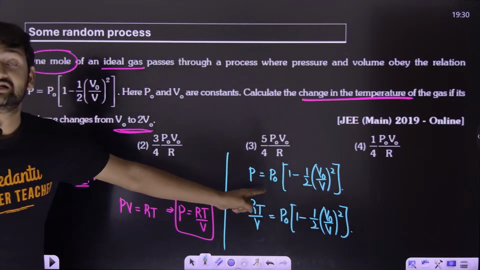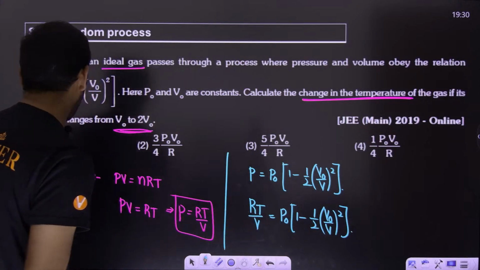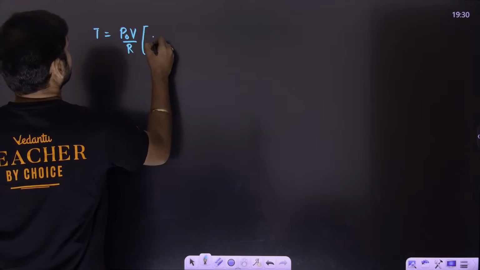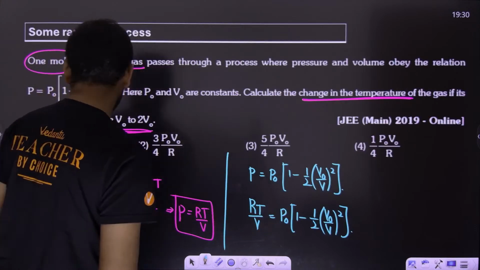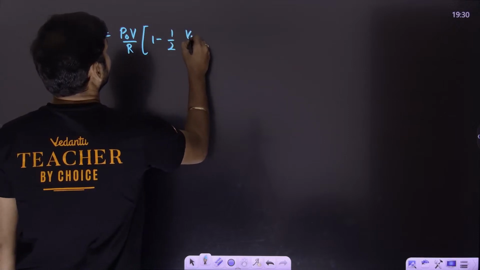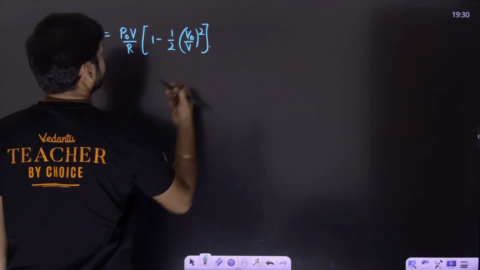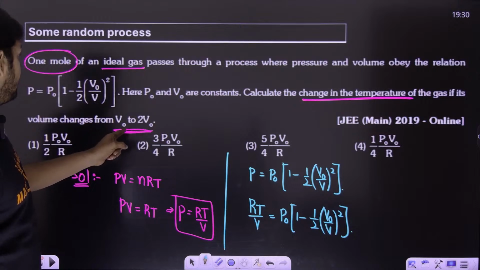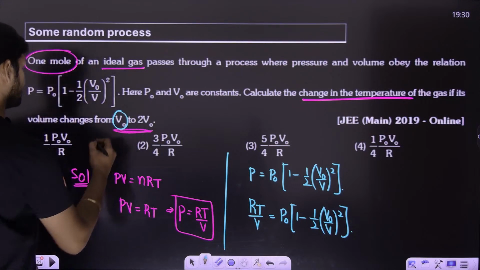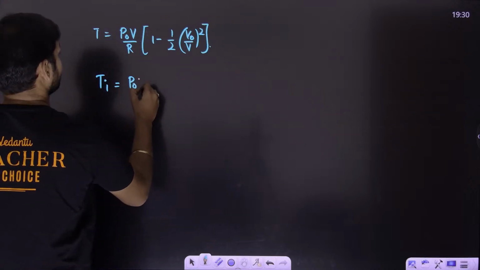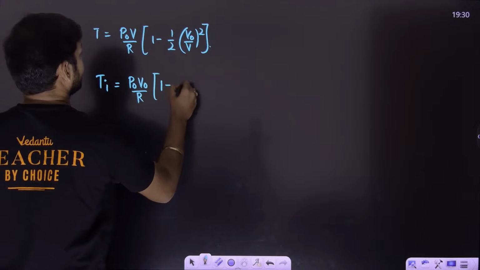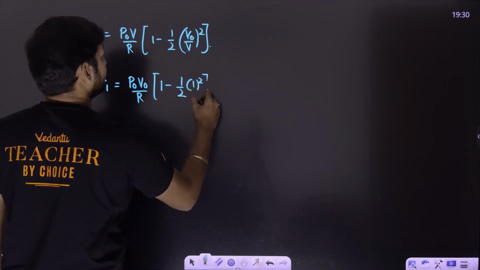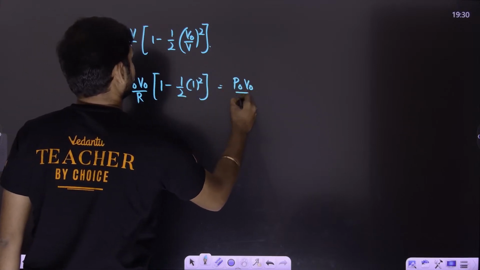So from here, I just need T. T is going to be P naught V by R into 1 minus half V naught by V square, right? So what is the initial temperature? You take the volume as V naught. So it is going to be P naught V naught by R into 1 minus half V naught by V, and V should be put as V naught. Then it is going to become 1. As a result, you will get it to be P naught V naught by 2R.